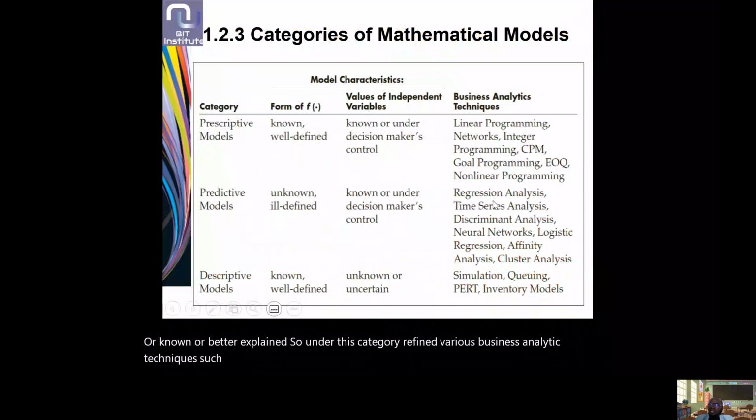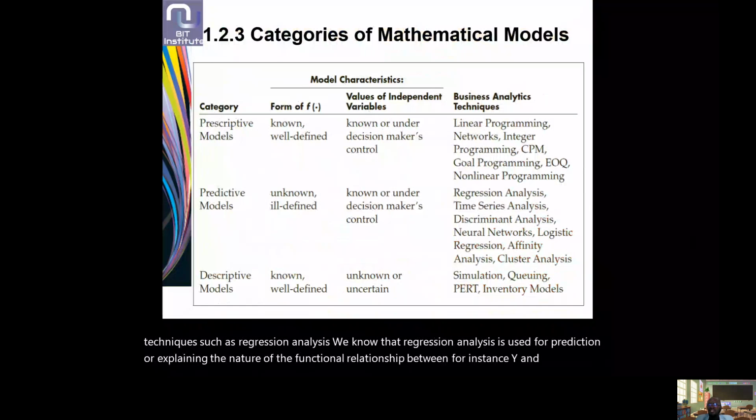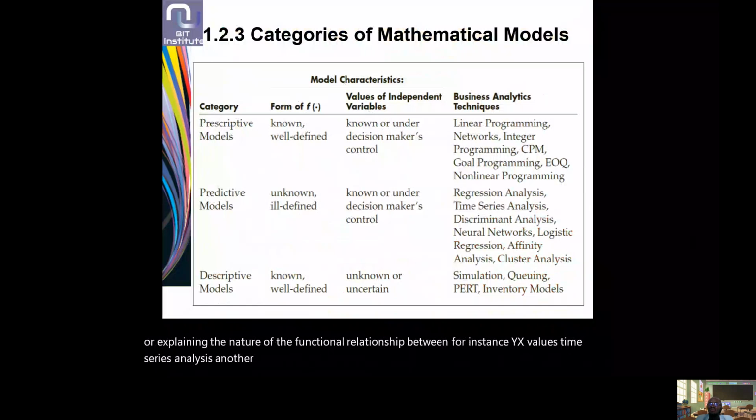We know that regression analysis is used for prediction or explaining the nature of the functional relationship between, for instance, Y and X values. Time series analysis, another example. Discriminant analysis, another example. Neural networks is also another type of predictive model. Logistic regression is another type of predictive model. Affinity analysis, as well as cluster analysis.